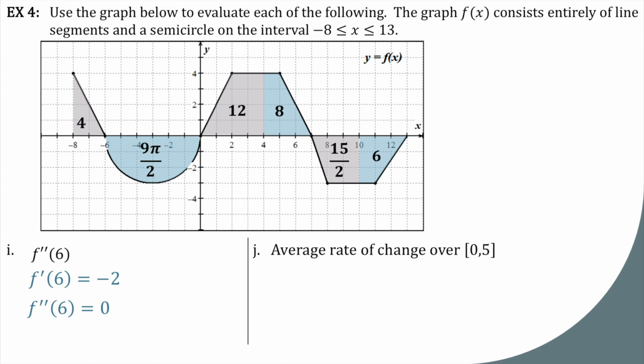J is asking for the average rate of change over 0, 5. Average rate of change, that is slope: f of 5 minus f of 0 over 5 minus 0. F of 5 is 4. F of 0 is 0. So we get 4 minus 0 over 5, which is 4/5.